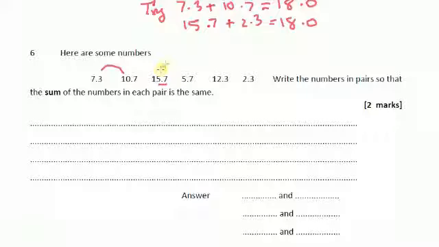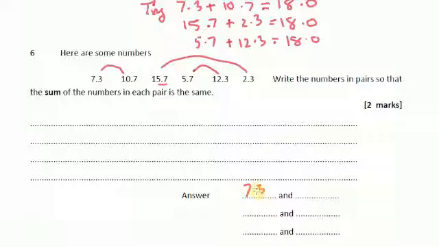And now we're left with the last pair. Let's check that they come to the same total. 5.7 plus 12.3. 5 plus 12 is 17, and another 1 makes 18. So we've got 3 pairs, each pair adds up to 18. I'll just write them in the answer spaces as we are told to.